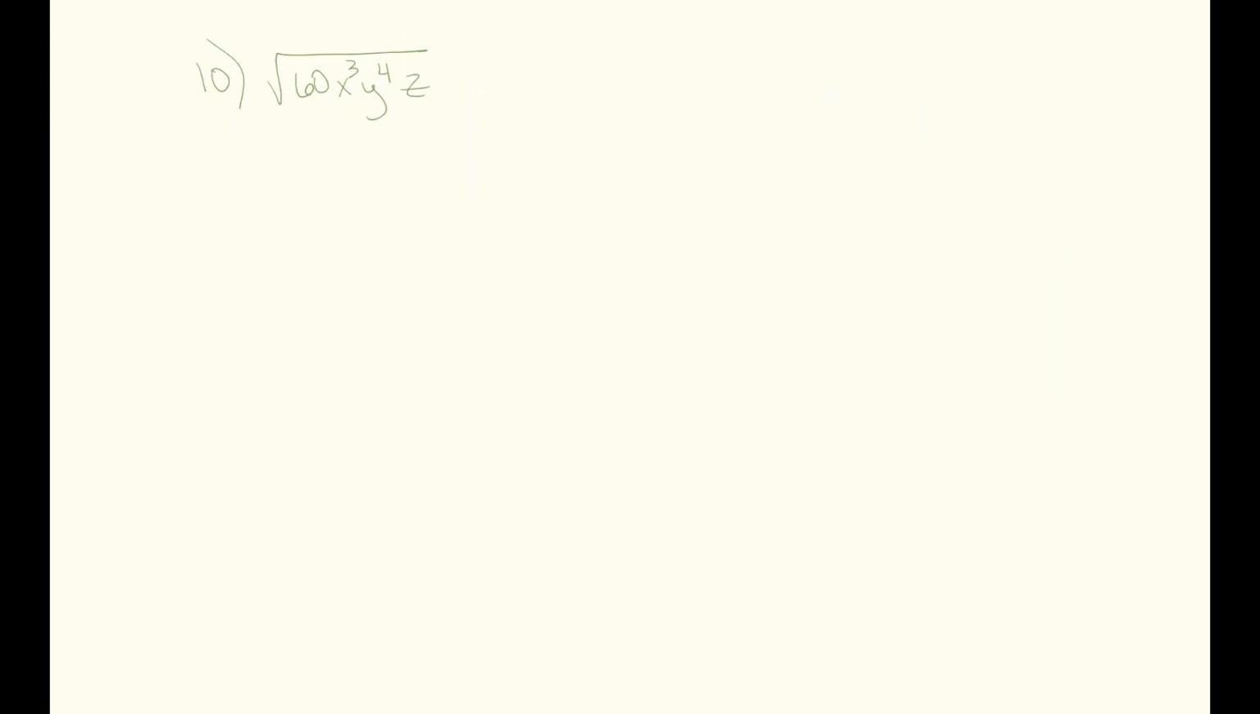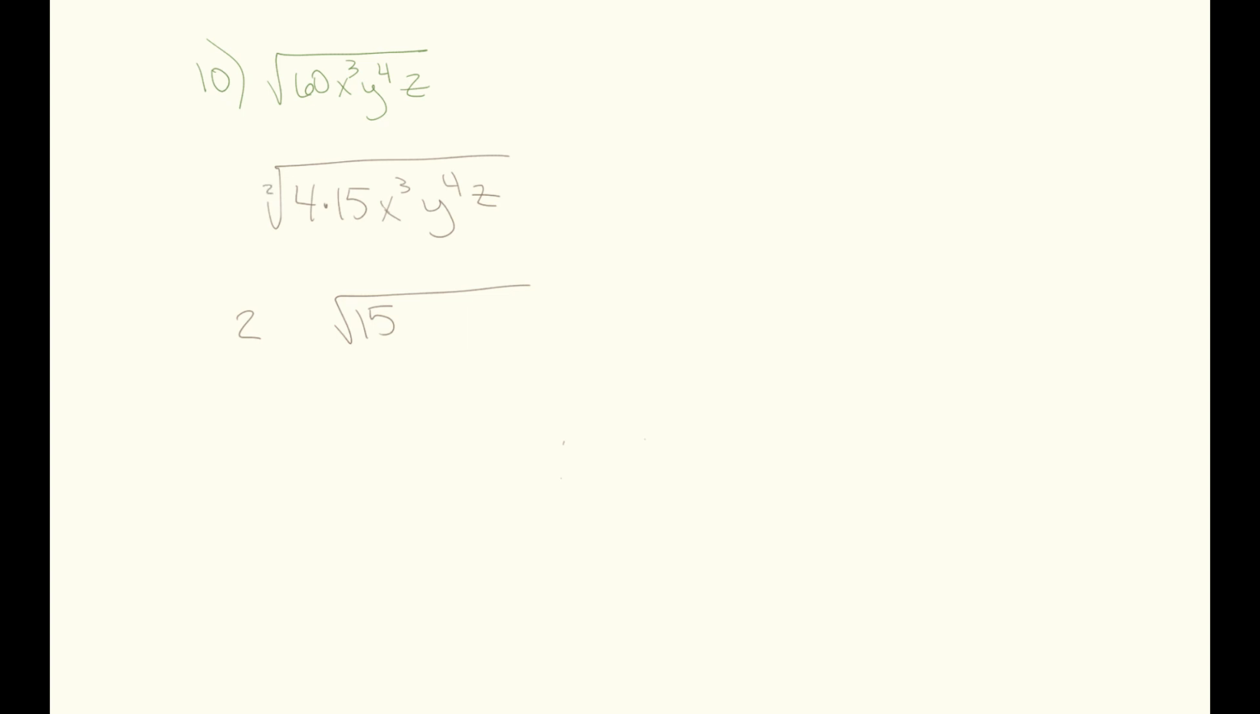The last problem we're going to do is just another simplification problem. So 60 can be broken down into 4 times 15 because 4 is a perfect square. So the square root of 4 is 2. I can't do anything with the 15, so I leave that inside the radical.